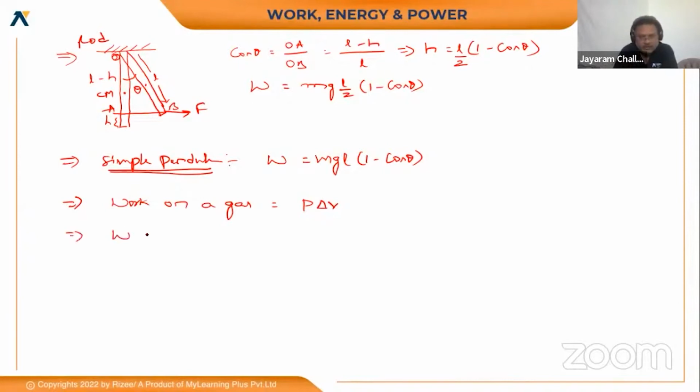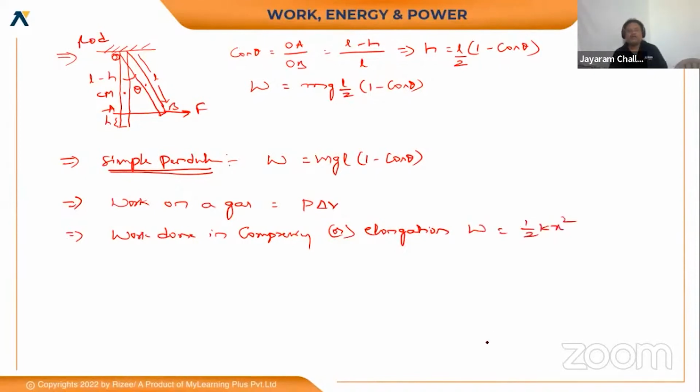That is, work done in compressing or elongation of a spring. Then the work done can be written in the form of half k x square, where x is the compression or elongation. So there are different models like this.